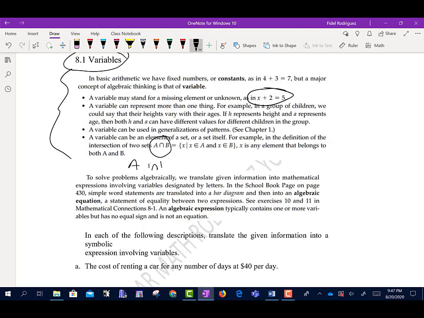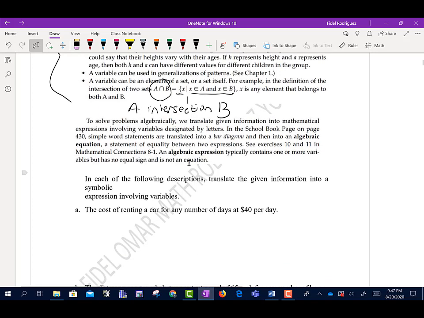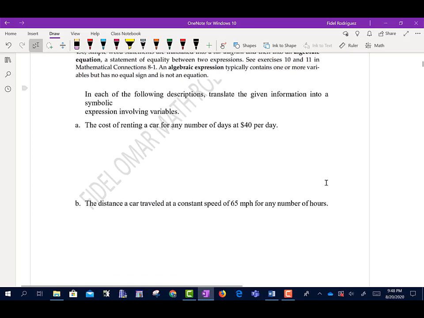A intersection B. It's just telling me that I'm looking for the elements that belong to both. Okay. So it says to solve problems algebraically, we translate given information into mathematical expressions involving variables designated by letters. In the school book page on page 430, simple word statements are translated into a bar diagram and then into an algebraic equation, a statement of equality between two expressions. An algebraic expression typically contains one or more variables but has no equal sign and is not an equation.